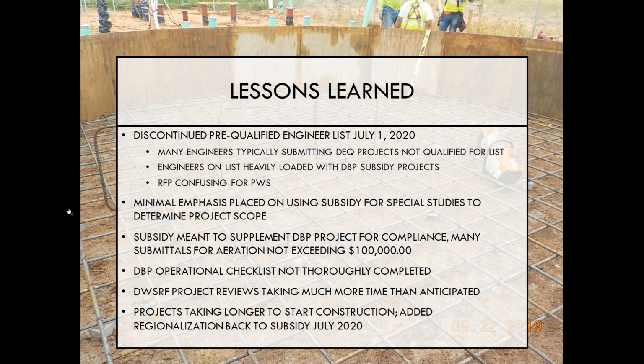And the subsidy was really meant to supplement DBP projects for compliance. The goal of the subsidy is compliance. So we started seeing a lot of aeration projects because the engineers would promote that these small systems can get a free project, engineering, resident inspection, construction, all for $100,000 or less. And aeration, again, you may need to do some special studies to see if it's going to work. And even if it does work, it may only help a certain part of that water system, where we want the water system looked at comprehensively and attain compliance for the system. So that's been a bit frustrating.